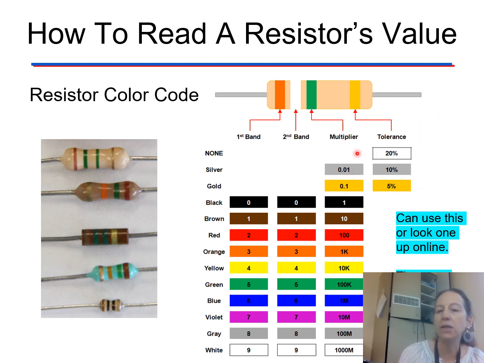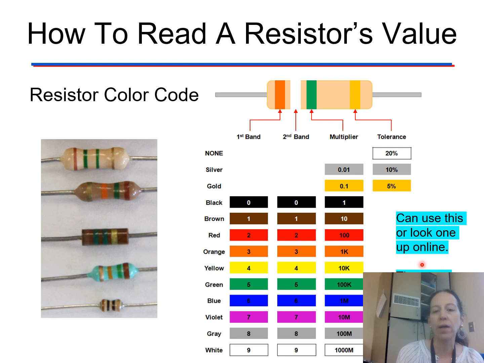The tolerance can be either silver or gold, although we saw some last year that looked a little more orangey in color. They weren't orange, it was kind of weird. You could tell the difference between that and orange. But if you don't see a tolerance band, then the tolerance would be 20%.